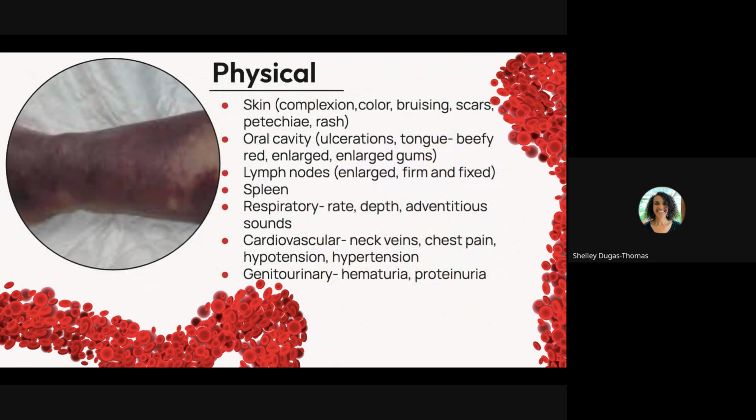So, during your physical assessment, you should focus on the skin, oral cavity, lymph nodes, and spleen. Key hematological symptoms to assess include extreme fatigue, delayed clotting or abnormal bleeding, easy or deep bruising, and abdominal pain or joint pain.